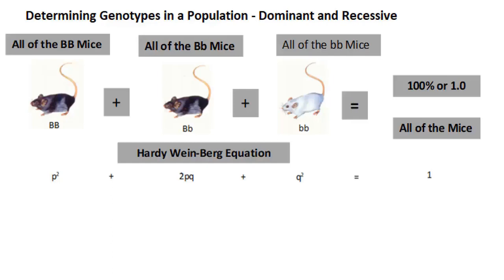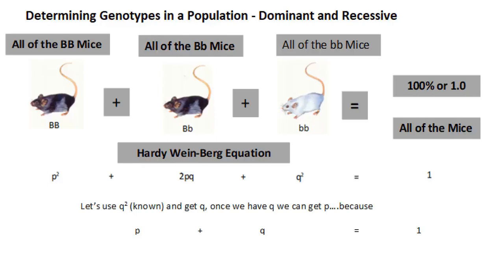Now, as with any equation, if we can find 2 of these terms, we can solve the whole thing. What's the easiest way to solve this equation? You can almost always find and count the white mice, and of course you can count up that total population, so you always know q squared. That's what we're looking at right here. So let's use q squared and then turn that into q. Once we have q, we can get p because p plus q equals 1.